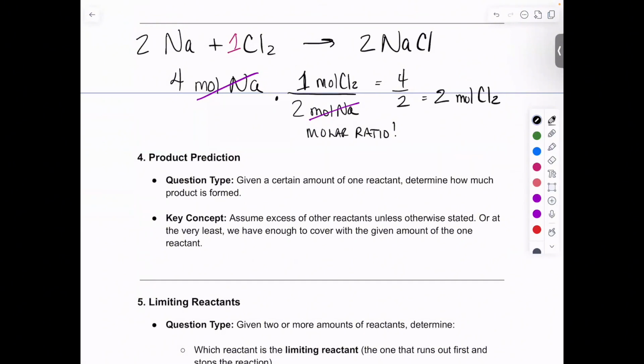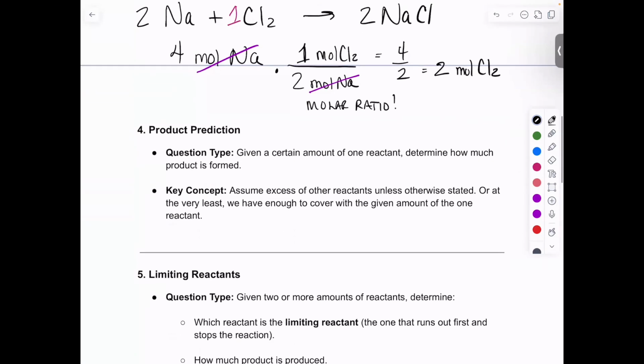All right, product prediction. On number 3, we just matched reactants, but here we can take it a step further and determine how much product we get. I'm going to carry on with the sodium and chlorine making sodium chloride. If we have a certain amount of reactant, we can determine how much product is formed. Now here, if they only give you one reactant amount, you can assume you have enough of the other reactant to cover it, so at least enough to cover it or be in excess.